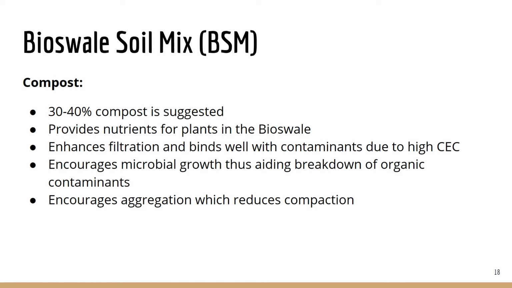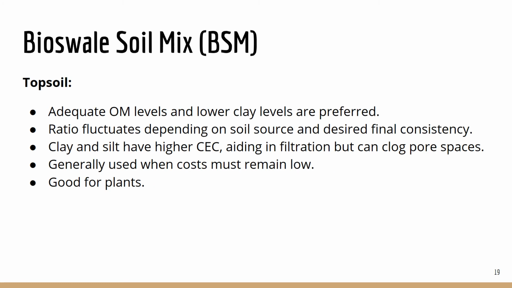Compost performs better higher up in the soil mix. At lower levels, it can create anaerobic conditions in the root zone and increase settling as it decomposes. It can also decrease porosity in high concentrations. Excessive levels of compost potentially risks adding nitrogen and phosphorus to runoff. Topsoil is used because of low cost and has good filtration but poor drainage.